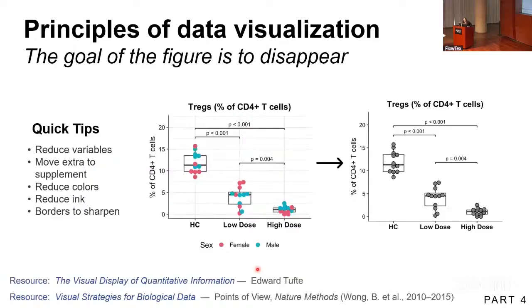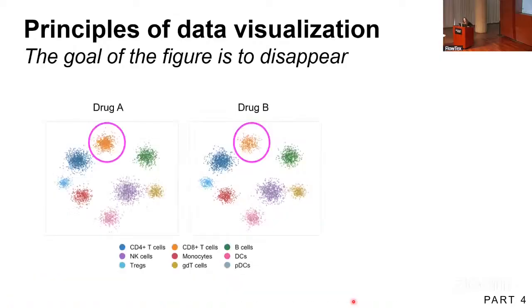These are also two great resources I want to point out. Visual Strategies for Biological Data is a series that came out in Nature Methods, and it goes through every part of scientific plot design that you could ever want, and it's really beautifully done. I can't speak more highly of it.